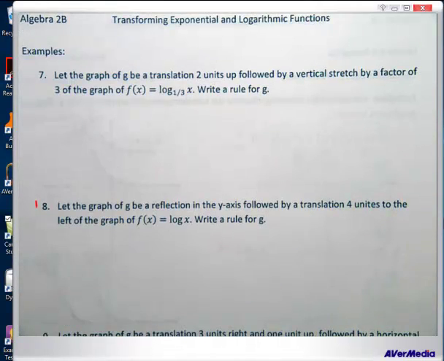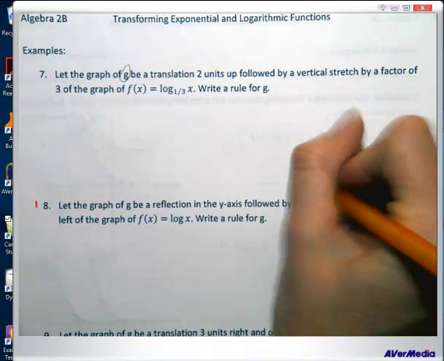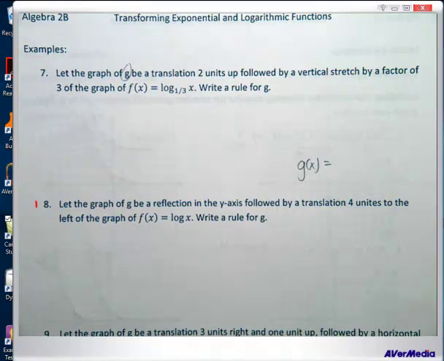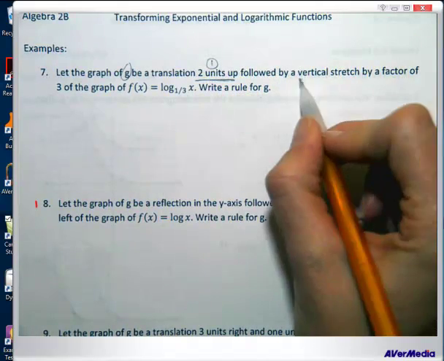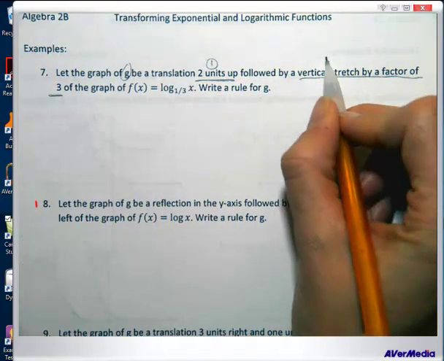Okay. On the next page now, we're going to do this basically everything backwards. If I tell you a transformation, we're going to rewrite the new function. So in this one, it says, let the graph of g, so we know our answer is going to be g of x equals something, be a translation 2 units up, followed by a vertical stretch by a factor of 3.